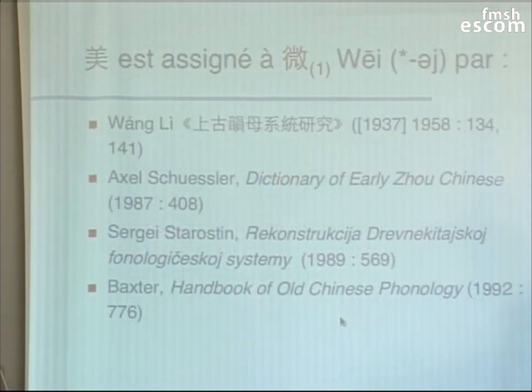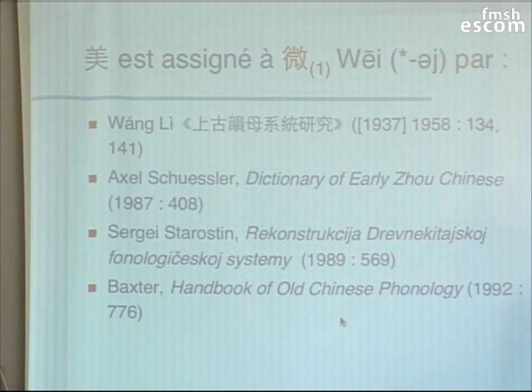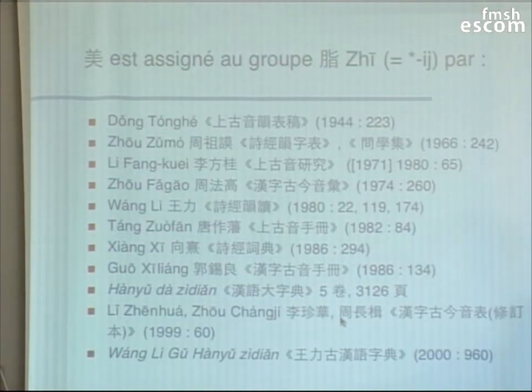Now, let me see. I'll just take one more example. I talked about Mei, Meili de mei yesterday, and how we reconstructed it with schwa j. Ed did, as did Wang Li originally. Axel Schuessler does that. Sergei Starostin did that. Here are the people who reconstructed it as ij, put it in the other rhyme group. Dong Tonghe, Zhou Zumo, Li Fanggui, Zhou Fagao, Wang Li, Tang Zuofan, Shang Xi, Guo Xiliang, Han Yu Da Zidian, Li Zhenhua, and Wang Li's dictionary.